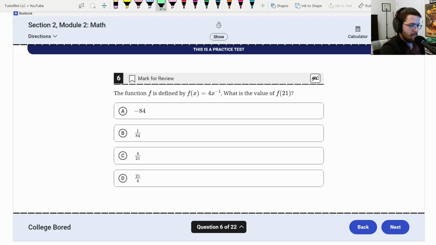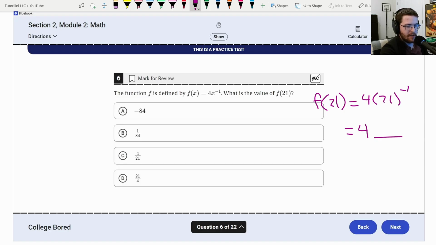Okay, question 6. This is just like the question we did a couple questions ago. So to find f of 21, I'm going to replace all the x's with whatever's inside the parentheses, the input, 21. So 4 times 21 to the negative 1. And you can just type that in your calculator, honestly, but since someone's probably going to ask, rules of exponents tells us that when we have a negative exponent, the base of that exponent jumps to the opposite side of the division bar.